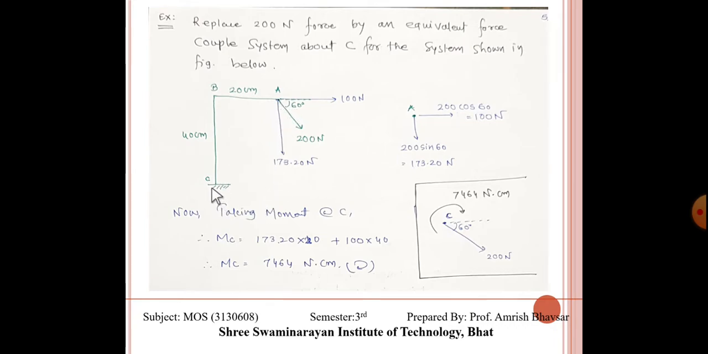Now the moment at C, what is happening? Due to this force, it is a clockwise moment, 173.20 into 20, and this is towards the right, which means it also creates a clockwise moment, 100 into vertical distance 40. So the moment at C, we will get 7464 Newton into centimeter. This force moves directly to point C, in the same inclined pattern, and we will get the moment from this, which is clockwise. So this is our couple moment. Now this is the equivalent force couple system at point C.